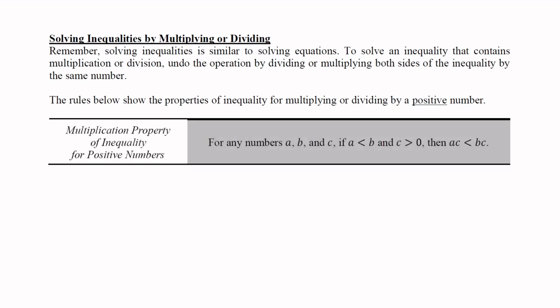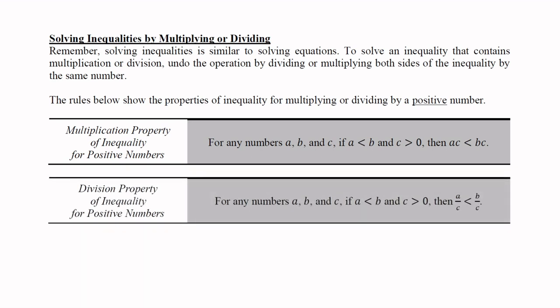Okay, so multiplication property of inequality for positive numbers. You can multiply each side by the same positive number and it preserves the inequality. Same thing for division. You can divide each side by the same value and it preserves the inequality if your number is positive. These properties of inequality are true for not only less than, but also greater than or equal to, and less than or equal to.